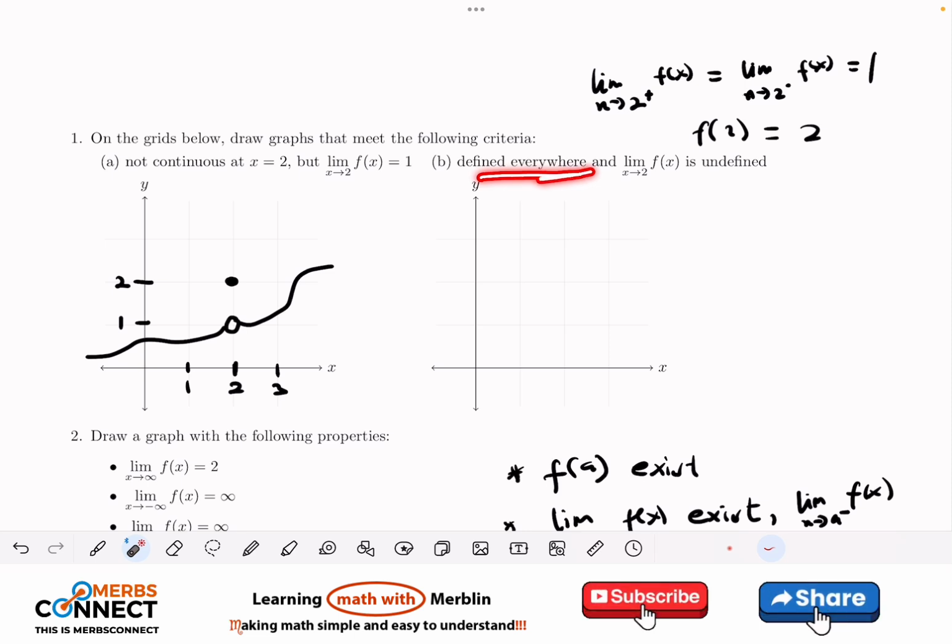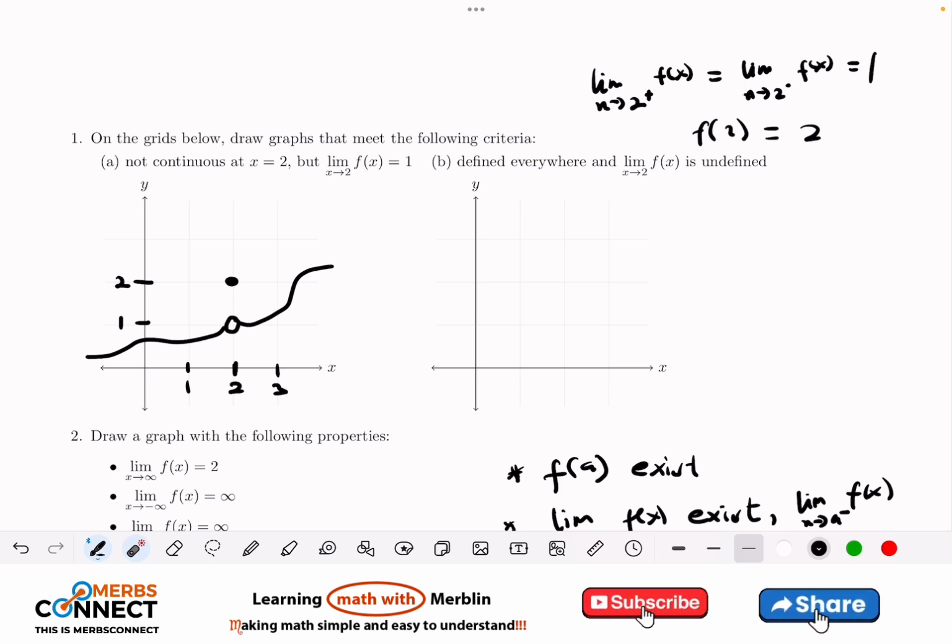Defined everywhere, and this is undefined. So as soon as this is undefined, what you need to know is the left and the right are not the same, right? Because if the left and then the right are not the same, then it means that this limit does not exist. It does not exist. So as soon as you see that the limit does not exist, then what you need to know is here we are going to talk about a jump discontinuity. The idea is that now here we are going to assume that the left and the right are not the same because it is undefined.